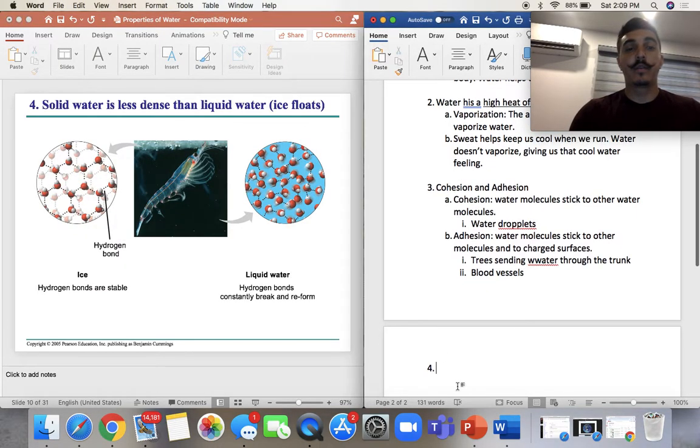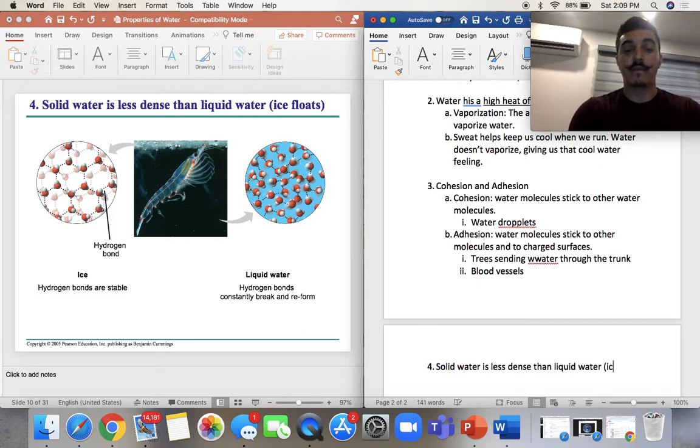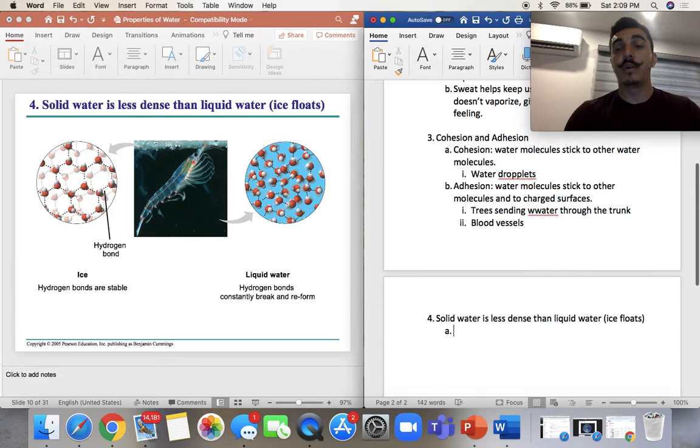Number four, it's also something pretty cool that not every molecule can do, and that means solid water is less dense than liquid water. This is why ice floats. It's crazy. It's pretty crazy. It's something that not every single element or molecule can do.